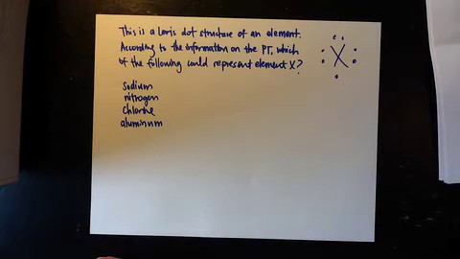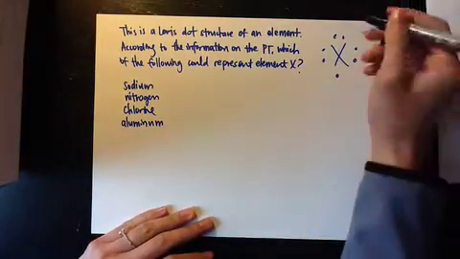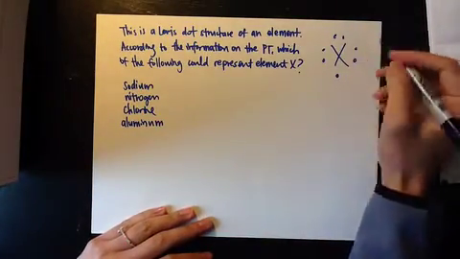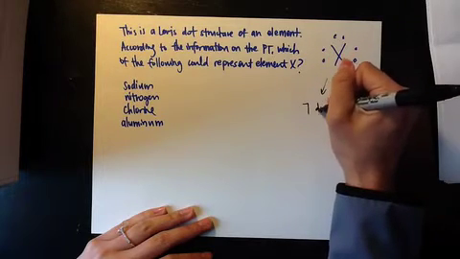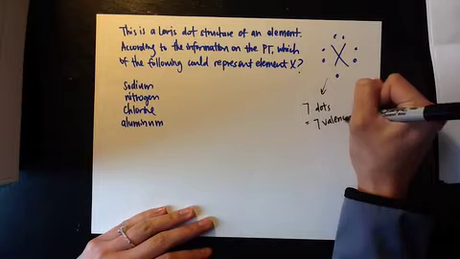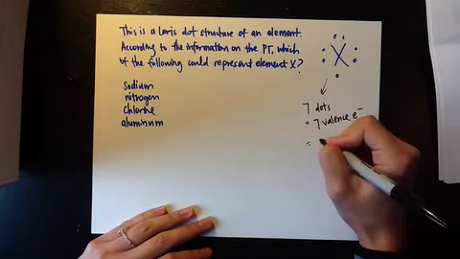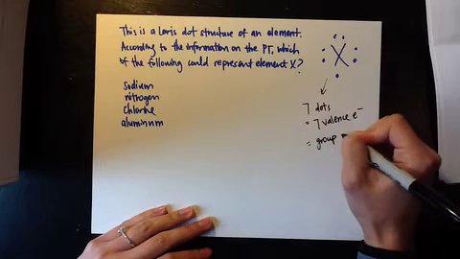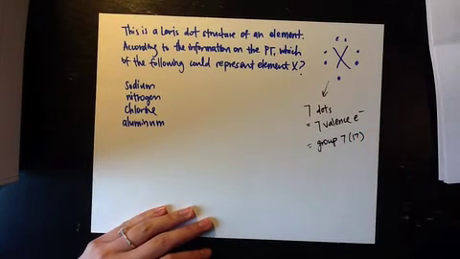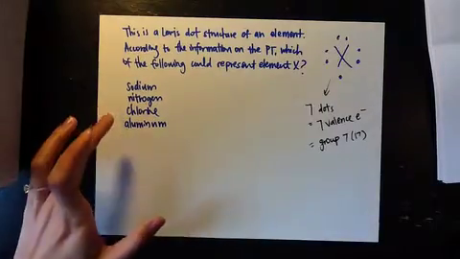This is a Lewis dot structure of an element. According to the information on the periodic table, which of the following could represent element X? So here's my element X. Element X has 7 dots, which means it has 7 valence electrons, which means it should be something in group 7 or 17, however you want to think about it. Okay. So my options are sodium, nitrogen, chlorine, and aluminum.